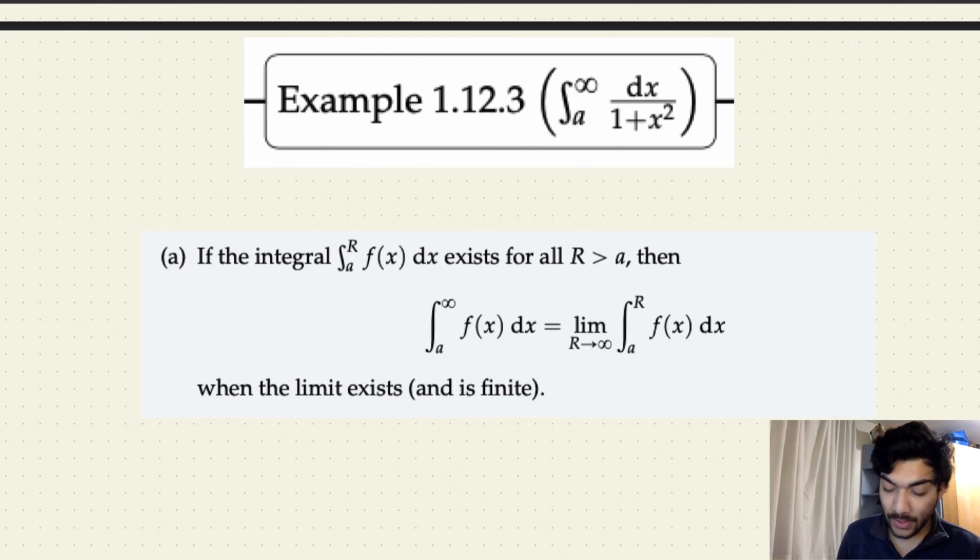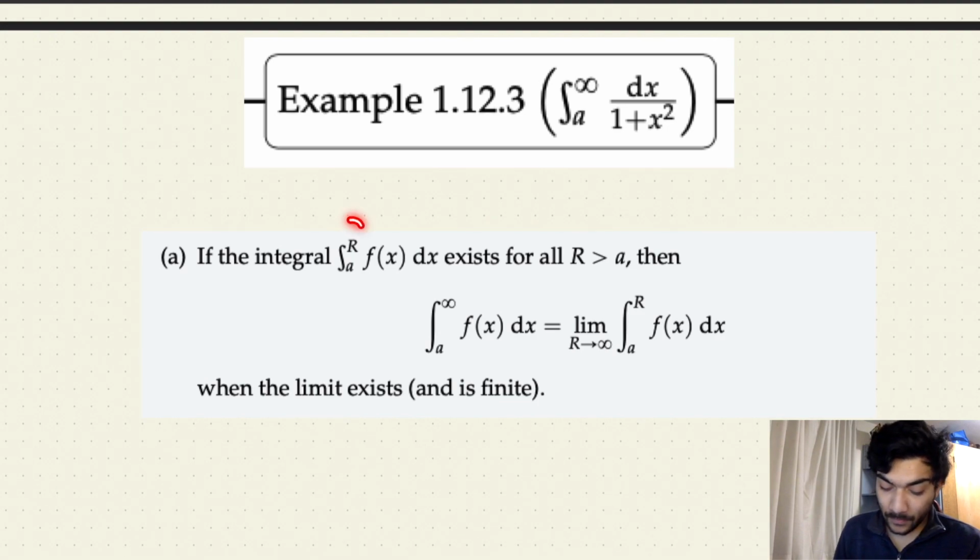And you can clearly see that this matches this pattern. You can clearly notice that 1 upon 1 plus x square is defined for all real numbers. The domain of this function is all real numbers, right? Because x square plus 1 cannot be 0, so the denominator cannot be 0, which means this function is defined for all real values of x, right?